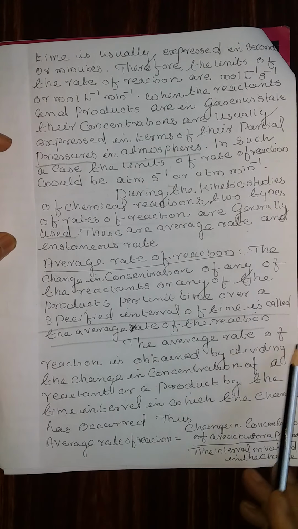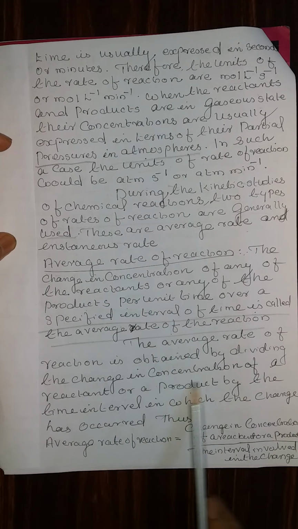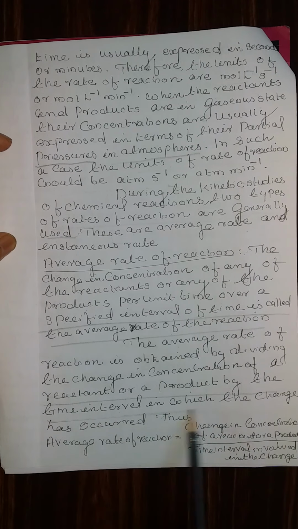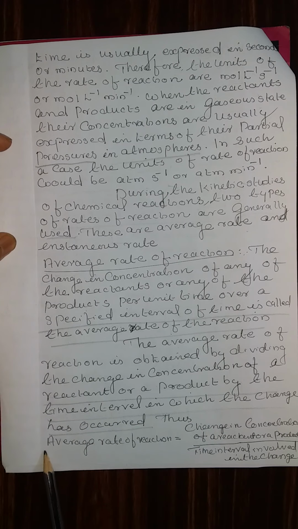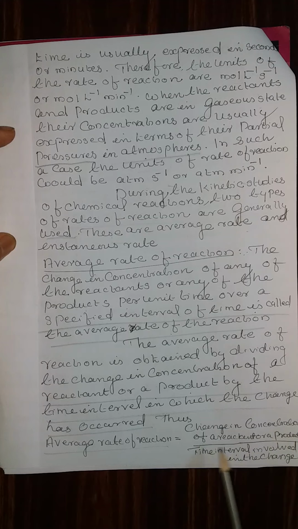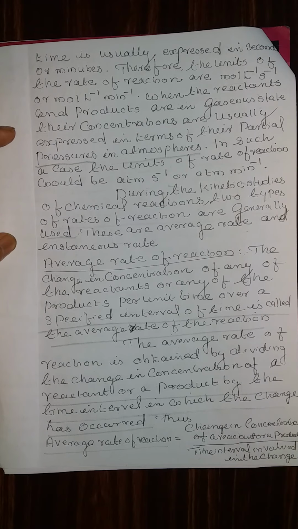Now, the average rate of reaction is obtained by dividing the change of concentration of a reactant or product by the time interval in which the change has occurred. Thus, average rate of reaction is equal to the change in concentration of the reactant or the product divided by the time interval involved in the change.